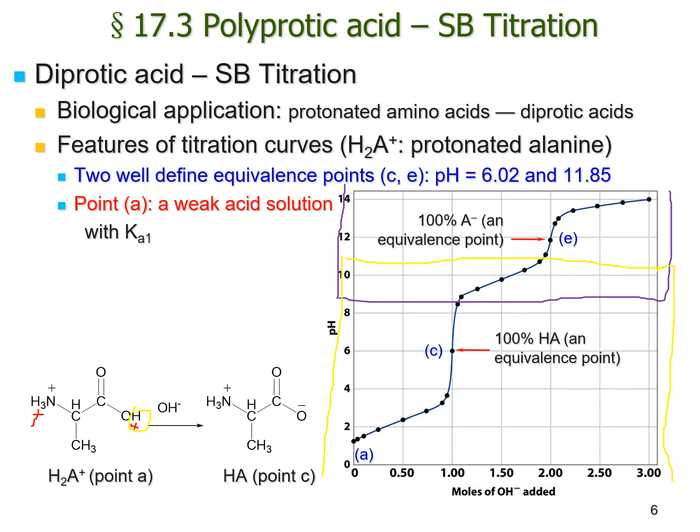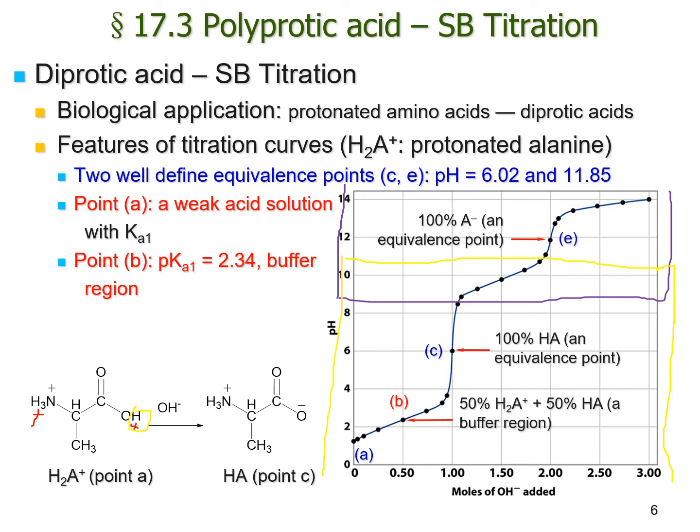And of course, when we look at this region, we have a region point of A. So this is where the pH of the weak acid solution. And halfway of this buffer zone, the first buffer zone here, is what we have the pKa1 of this diprotic acid. And this is the equivalence point.